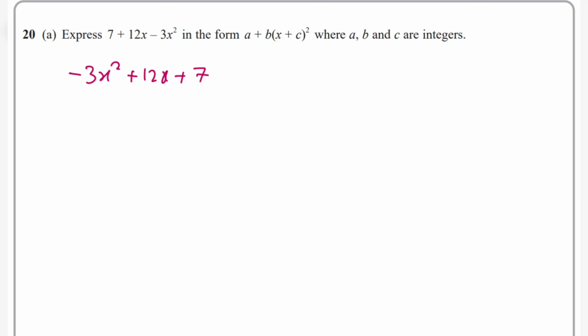Now to complete the square, before we do anything, we need to firstly factorize minus 3 out because it kind of makes the question a bit tougher. You take out minus 3 and just put a big square bracket and write x squared.